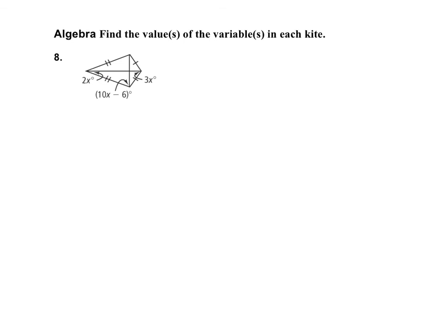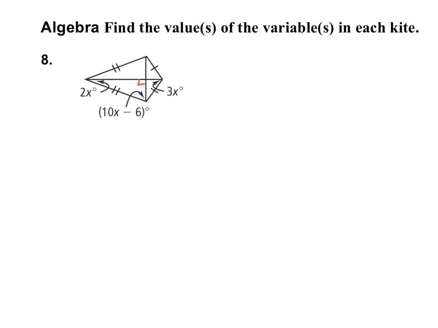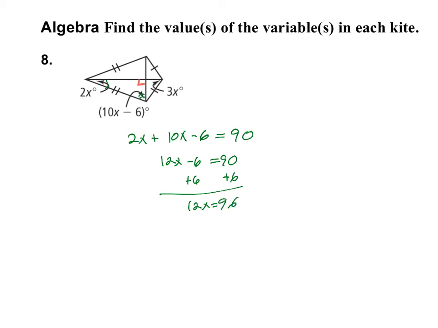Okay, so on this one, remember again that the diagonals of a kite are perpendicular, right? So that means that 2x plus 10x minus 6 equals 90 degrees, right? So 12x minus 6 equals 90, plus 6. 12x equals 96. So divided by 12, x equals 8. Again, remember, because this is perpendicular, this is a right triangle right there. So this angle plus that one has to add to 90. So when we add that other 90, we complete the 180.